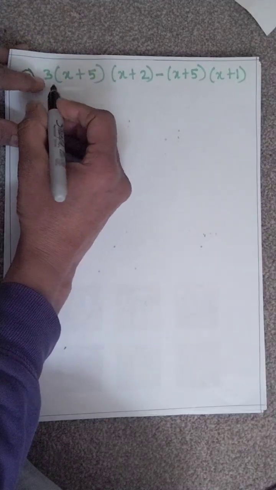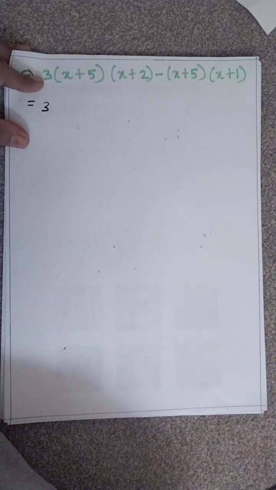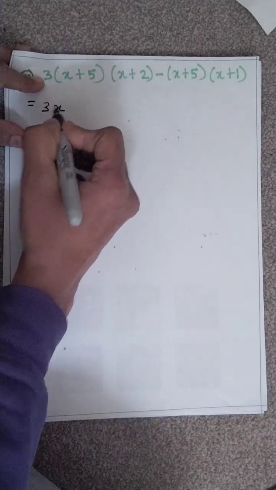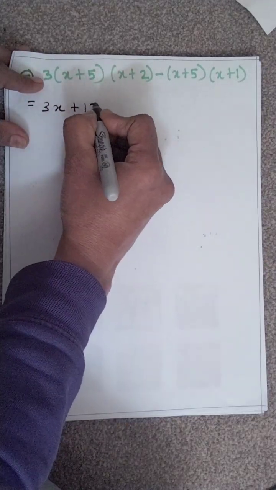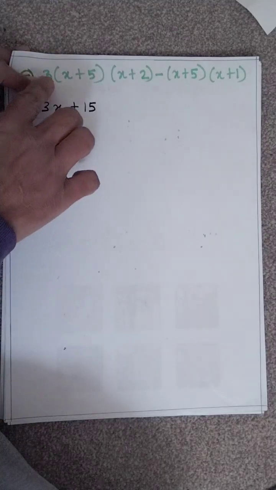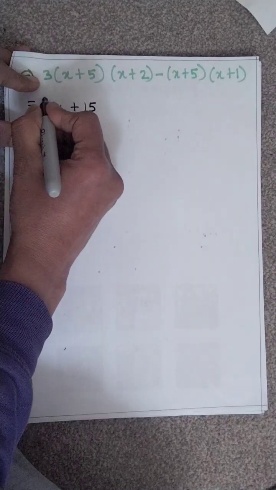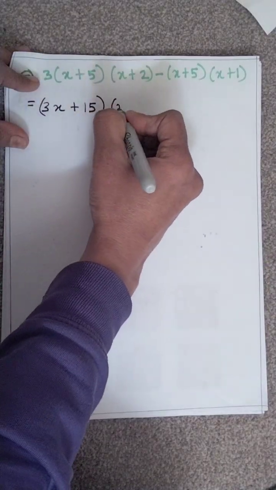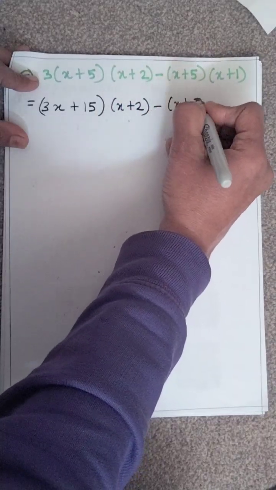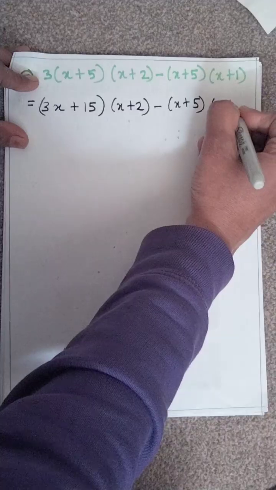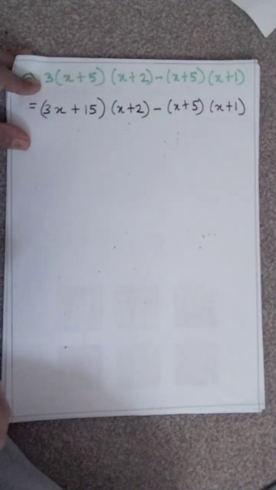Now 3 times x is 3x plus 3 times 5 is 15. Hope you understood. 3 times x is 3x plus 3 times 5 is 15. Put a bracket here, then x plus 2, minus x plus 5 and x plus 1. I have done only multiplying by 3 for this part.